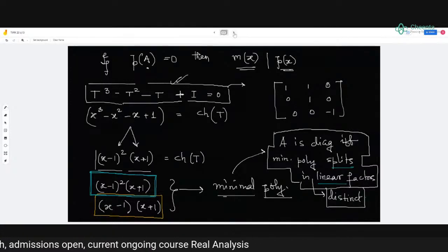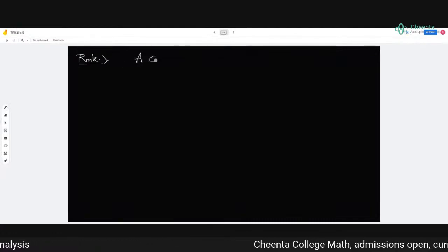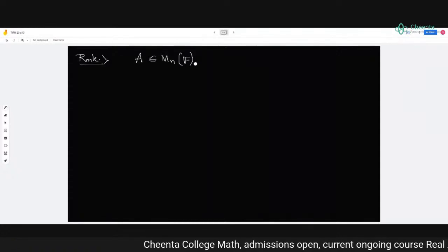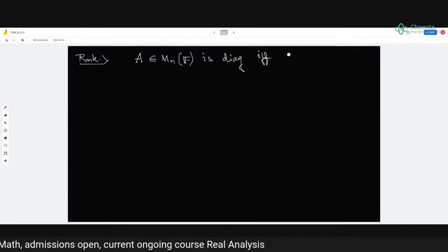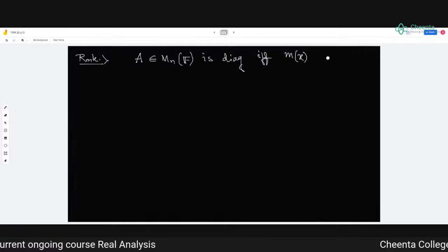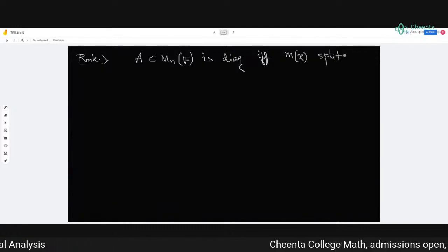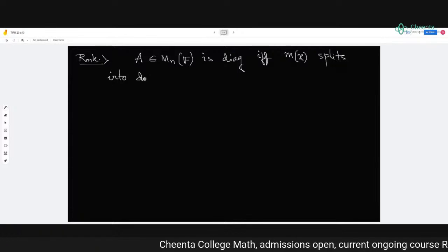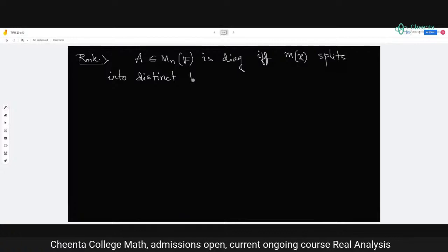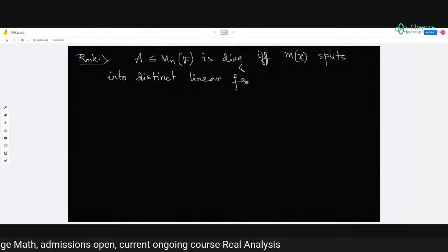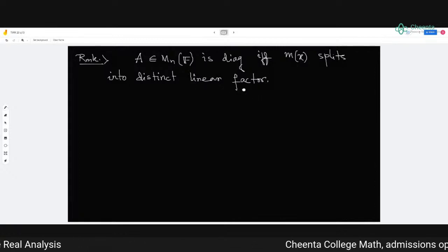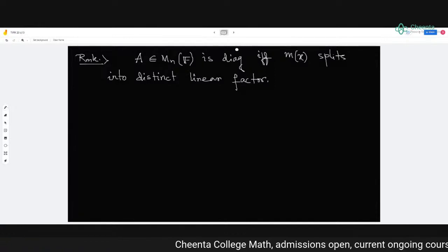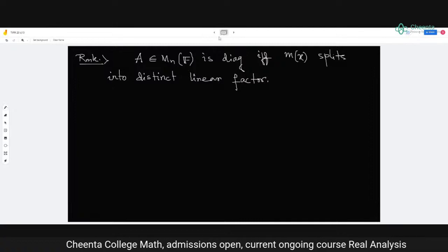Distinct is important. So the most important remark is: A belonging to M_n(F) is diagonalizable if and only if the minimal polynomial splits into distinct linear factors. Right, so this is the remark. It can be shown from the algebraic multiplicity equaling the geometric multiplicity.